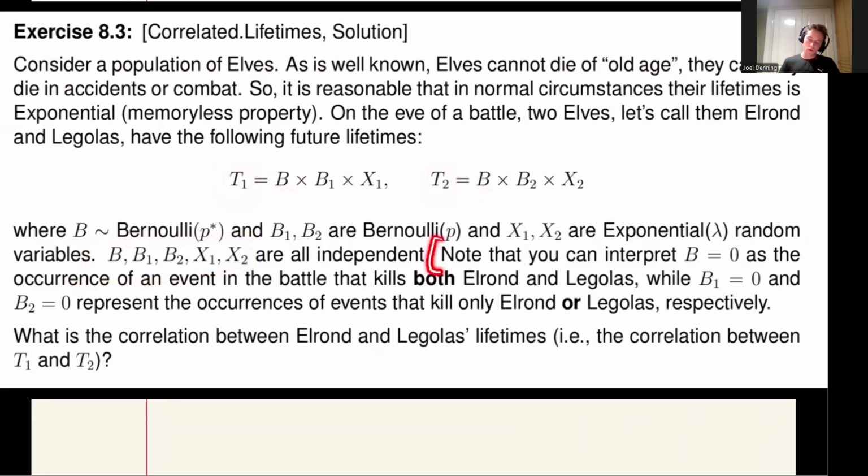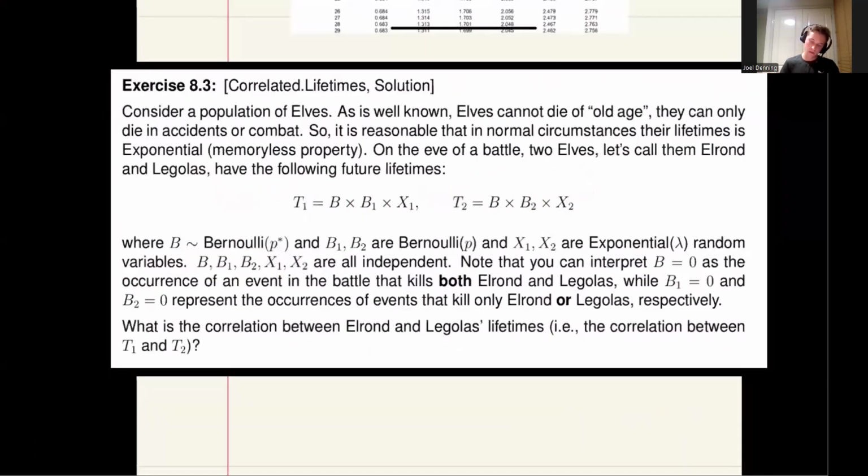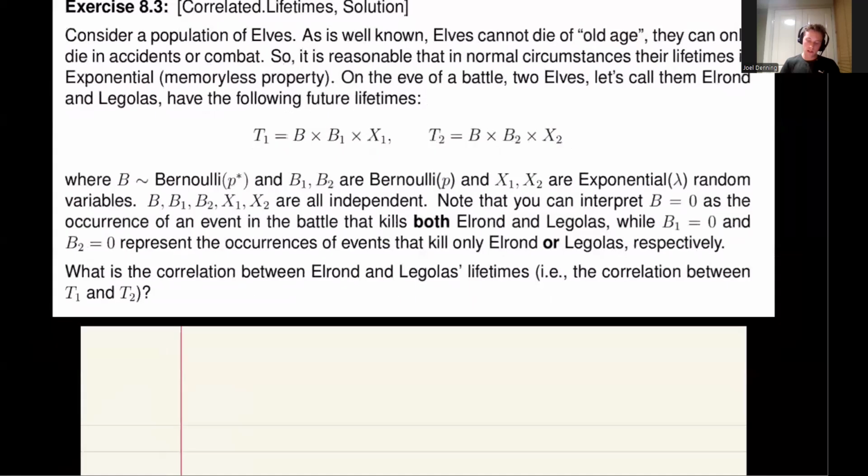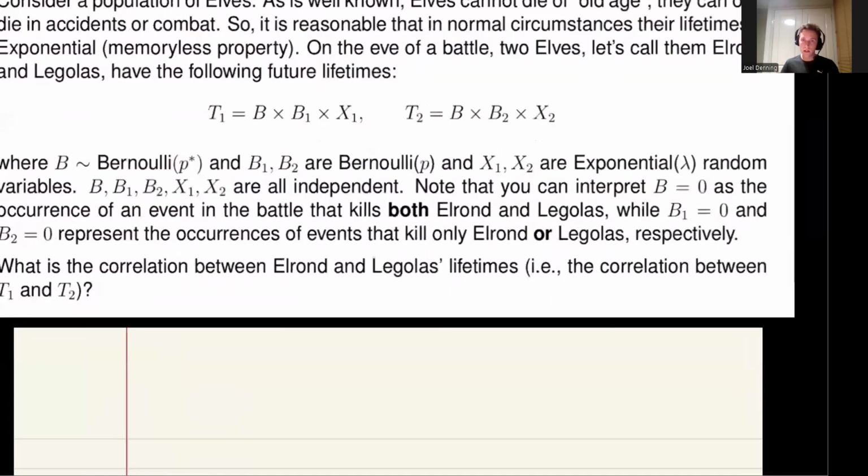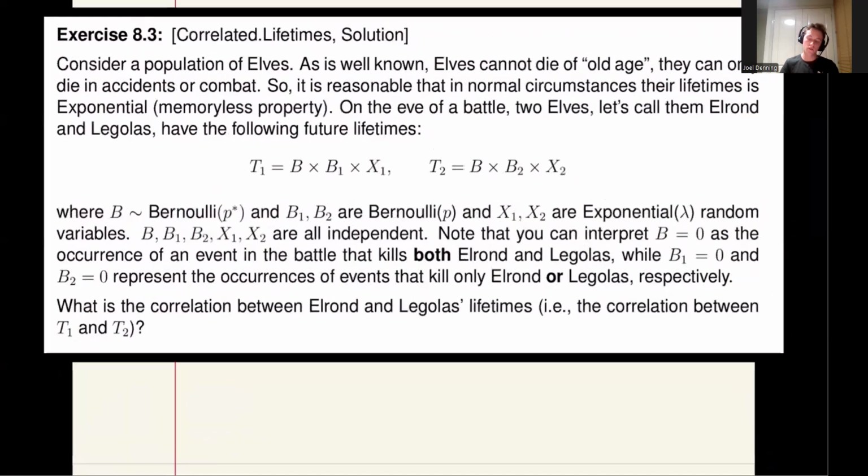And then there's a little bit more context here. We could interpret B as a possible event that can kill both of them simultaneously, whereas B1 and B2 are events that kill just one of them, right? And then X1 and X2 would be like just their normal lifetime otherwise. Okay, so our goal is to find the correlation between their two lifetimes. Okay, so the correlation between T1 and T2.